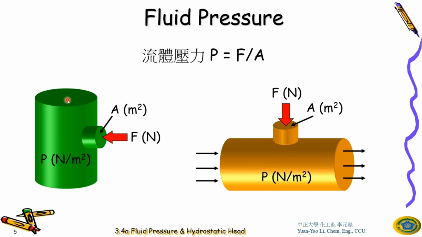Again, it doesn't matter if you have a pipe which is vertical or horizontal. As long as you have a hole and the water or air comes out, you want to stop it. And this pressure is F divided by area, force divided by area.